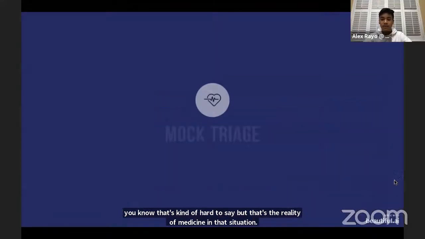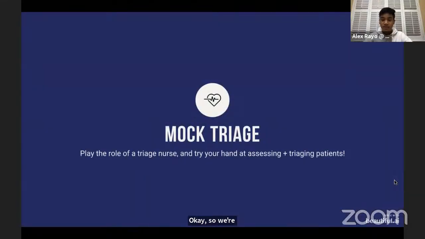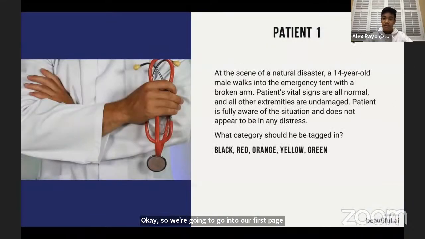Okay. So we're going to go into our first fictional patient. And again, feel free to put what category you think this patient should be tagged in the chat. So patient 1, we have a 14-year-old male at the scene of a natural disaster who walked into the emergency tent with a broken arm. You guys are quick with the answers. But I'll finish reading. His vital signs are all normal, all other extremities are undamaged, and he's fully aware of the situation and does not appear to be in any distress.